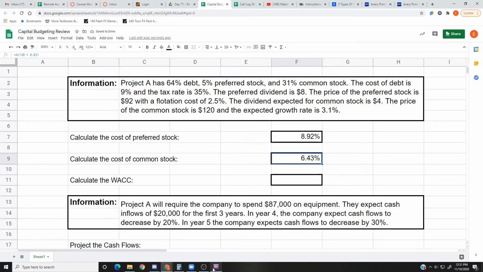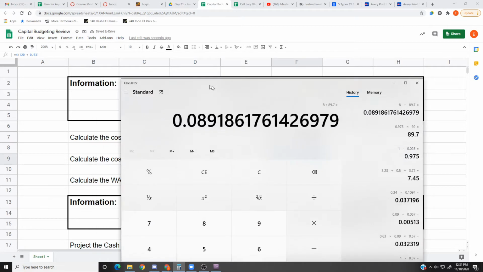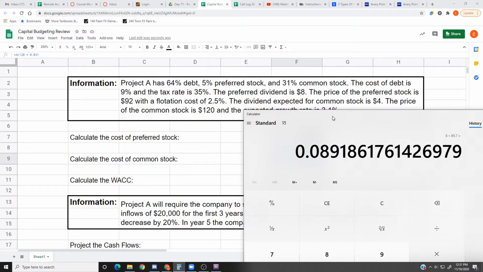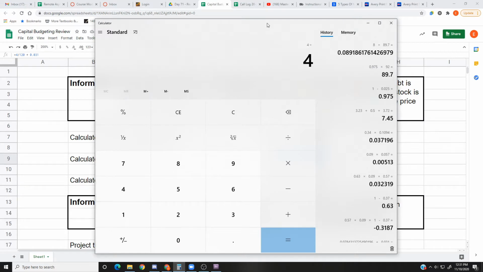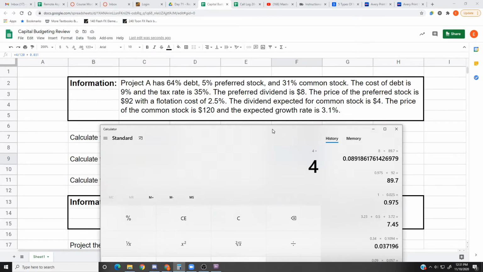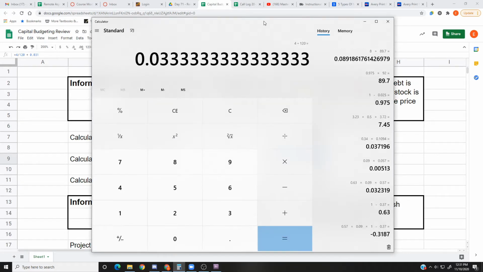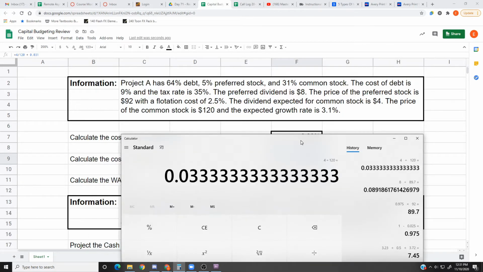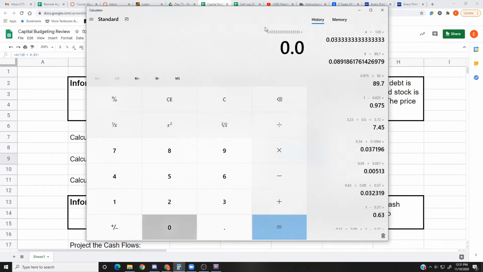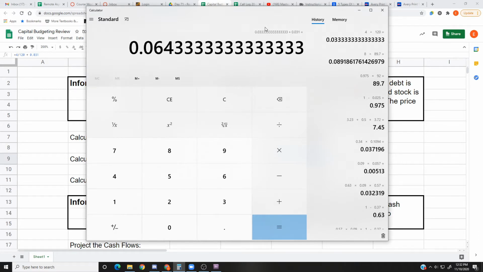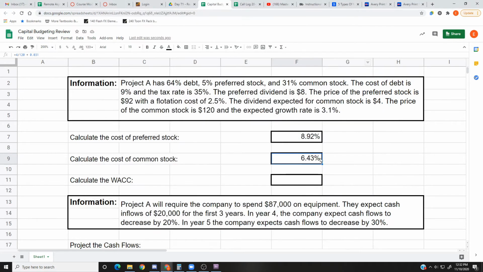Okay, so let's say you want to do this by hand like we did before. That's fine. It was the common stock dividend, so 4 divided by the price, which is 120. And then we have to add the growth rate, which was 3.1, so we're going to add 0.031. And that is this. So we move the decimal over twice, 1, 2, 6.43. There it is.